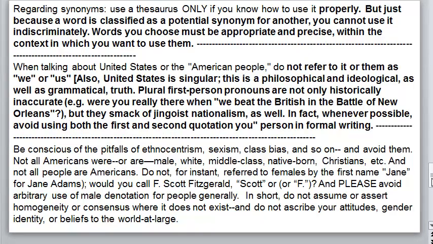Regarding synonyms, use a thesaurus only if you know how to use one properly. They will have words that, if you don't, you may make yourself seem like you're less educated than you are.